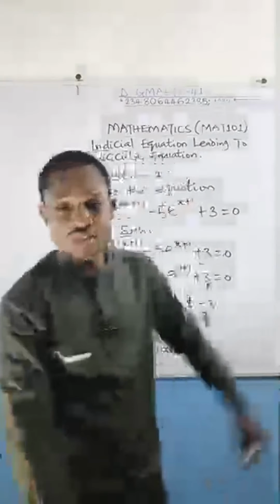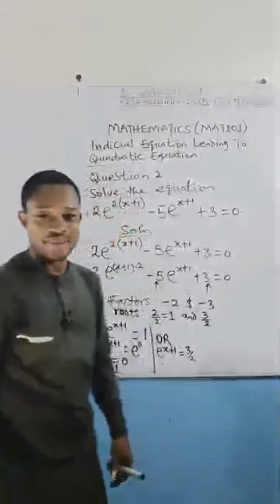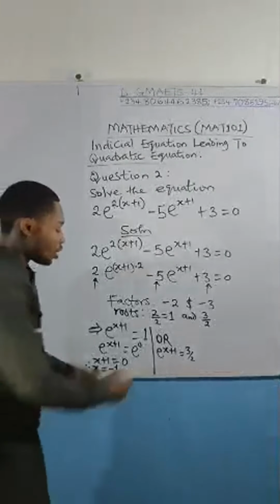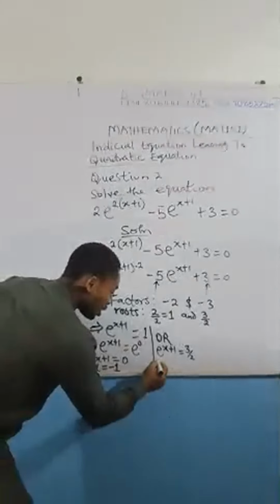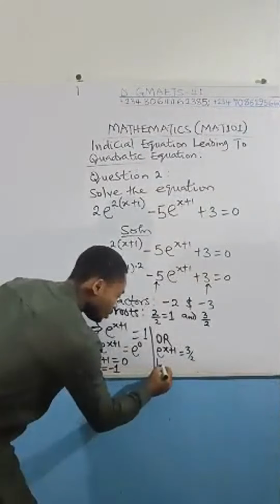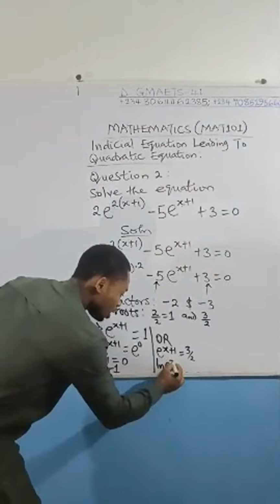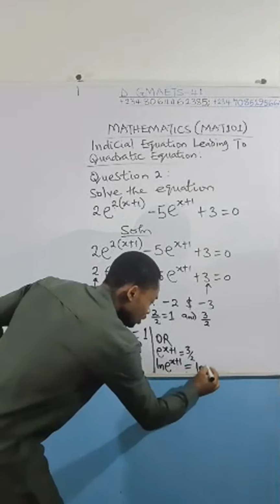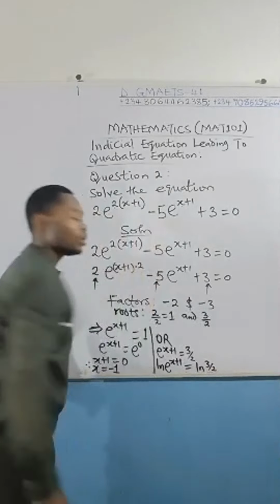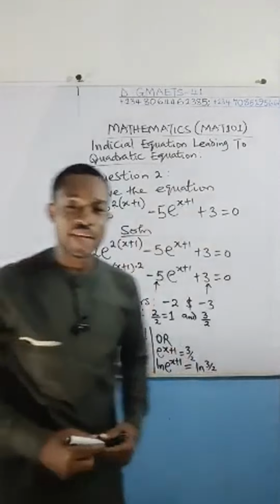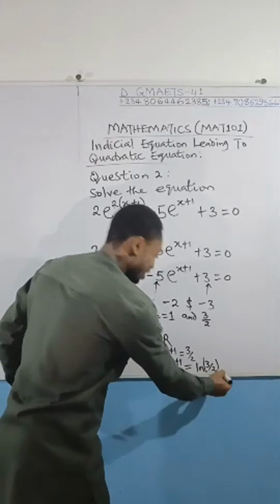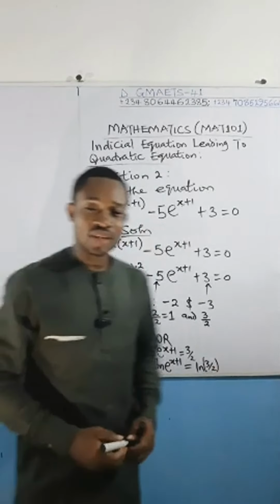Now after indices, we'll be talking about logarithm. Are you getting me right? Logarithms without table. So I am going to take ln of both sides. I'll write ln of e^(x+1) will be equal to ln of 3 over 2. ln 3 over 2 is a number, but I don't know the answer. You can evaluate it with your calculator.